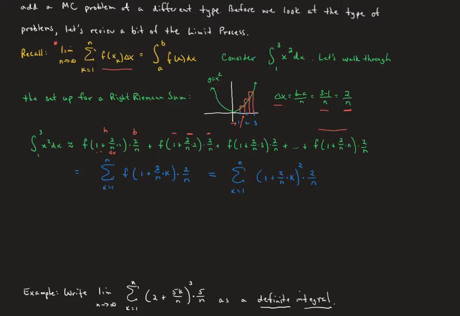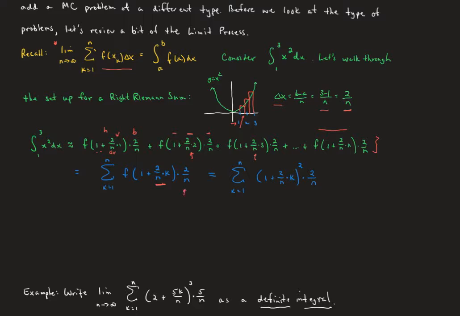Now, if we write what we have here in summation notation, that would look something like the sum k going from 1 to n of f of 1 plus 2 over n times k. See how this is our counter, because there's our 1 times 2 over n, then a 2 times 2 over n, 3 times 2 over n, and so forth.